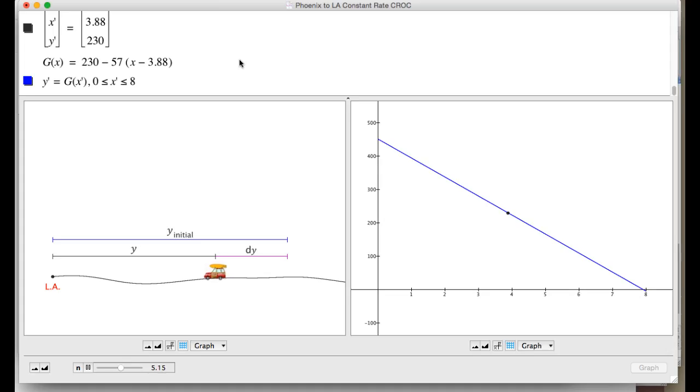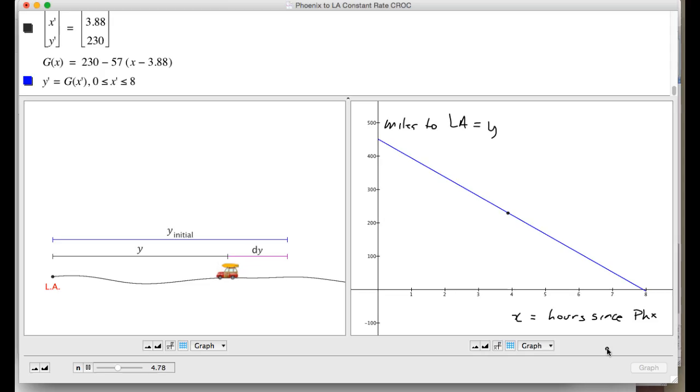So this is y, miles to LA, our vertical axis, and hours since leaving Phoenix on the x-axis. And that was our y-coordinate and our x-coordinate. And I will ask again, is y changing at a constant rate with respect to x? Yes.